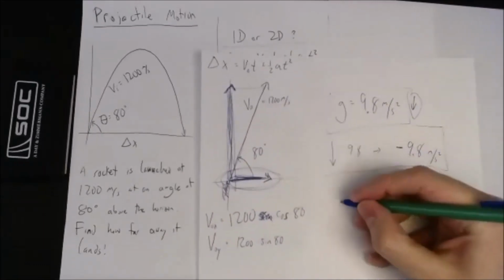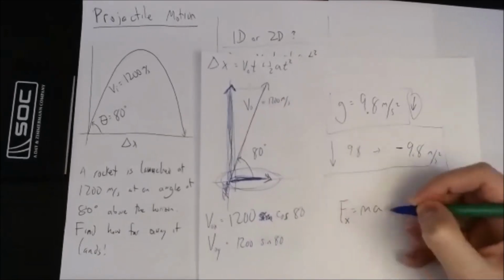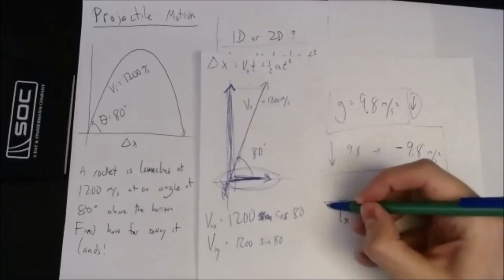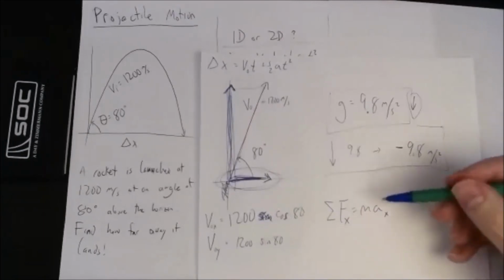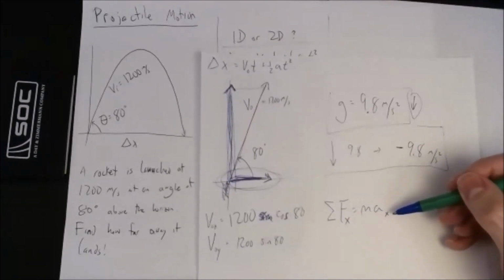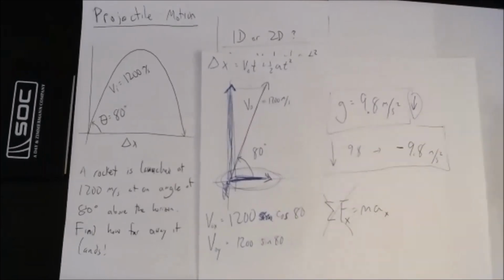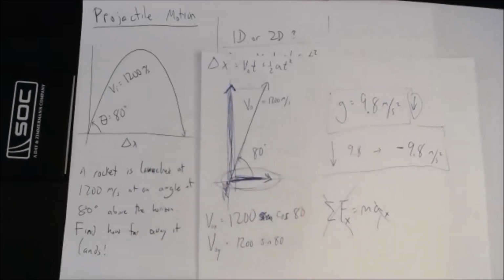We will eventually learn that F equals ma, and Fx equals max. The sum of the forces in x, the net force, will equal the mass times the acceleration in x. If there are no forces in x, then there can be no acceleration in x. So there's actually no acceleration in x here. There's only acceleration in y. Any other questions right now?